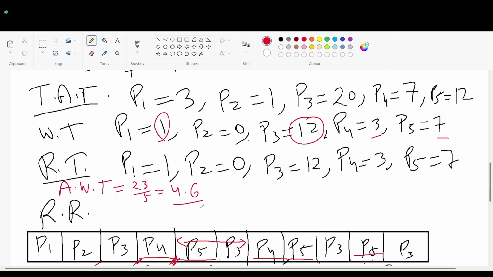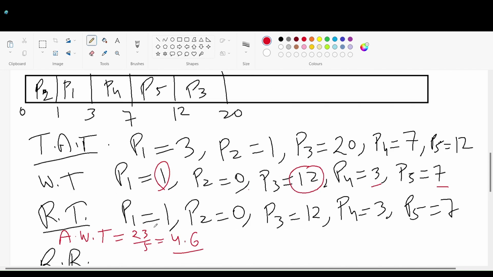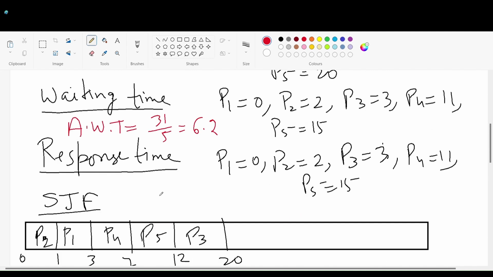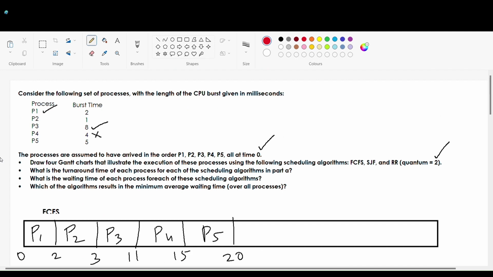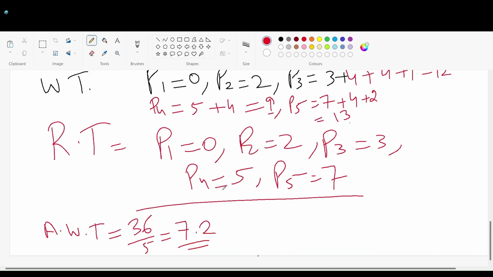It's the SJF algorithm. So the SJF algorithm waiting time is 4.6. So SJF is the best algorithm among these three algorithms. Okay, right? So this is the answer to this question.